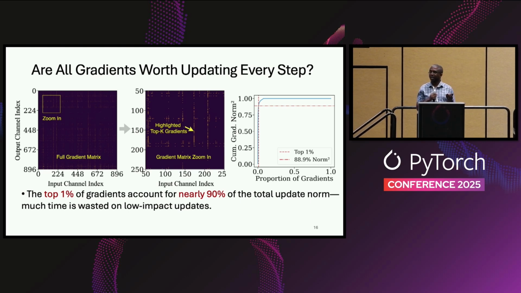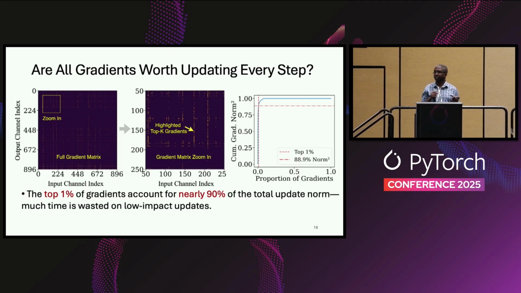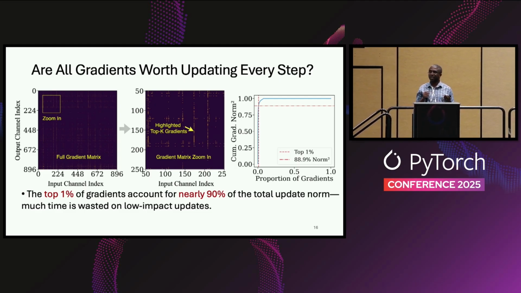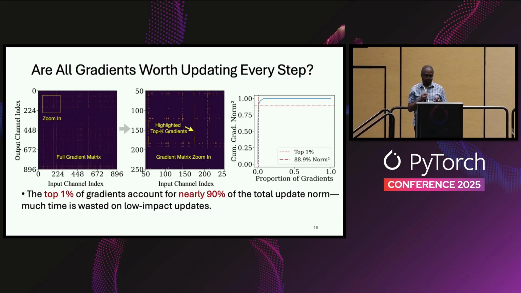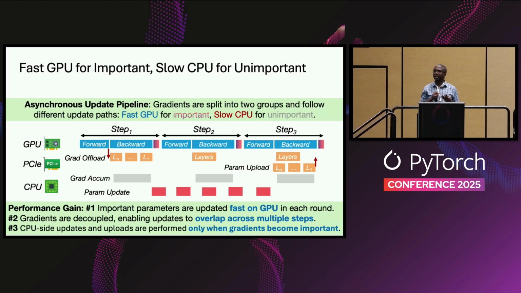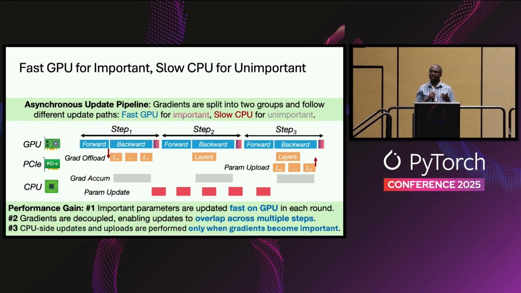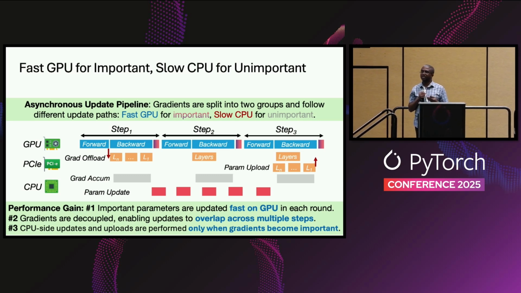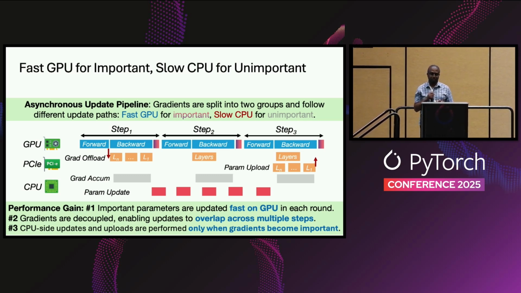run them on the GPU, while the others that are not so important, we run them on the CPU, but we don't even update the parameters frequently, right? So there's a delay. We can afford to delay the updates there because the norms are just pretty much insignificant at this point. And that's essentially what we do in ZenFlow, right? So we come up with an asynchronous update where certain gradients get updated every iteration, while some get updated in a slower fashion, if I might put it that way.